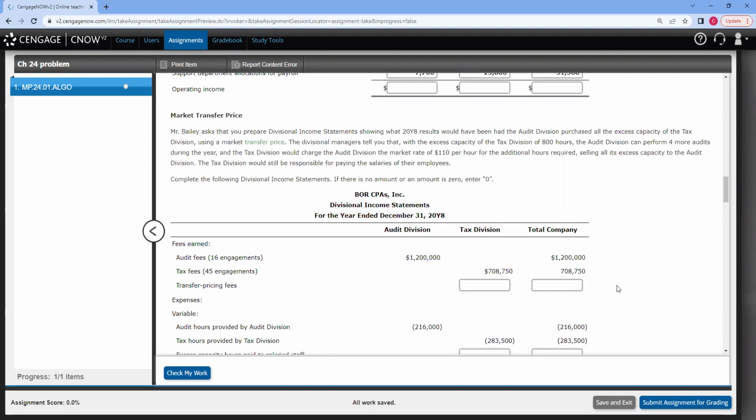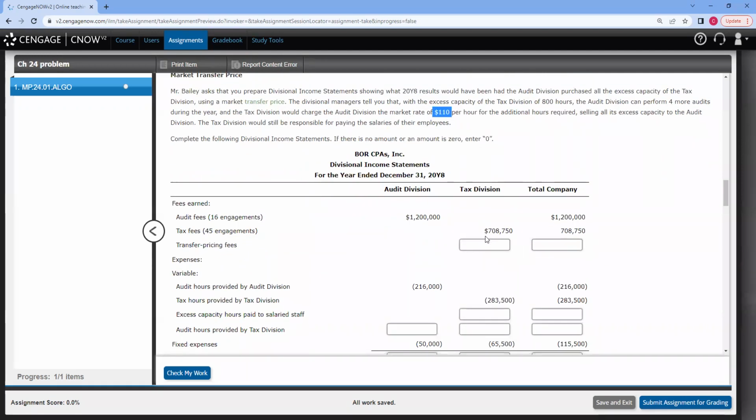So once they make that decision that yes, the tax division is going to sell their excess capacity to the audit division, the question becomes one of, well, how much are we going to charge? And that's the difference between these three options. The first option is that we're going to charge them market price. And so if the audit division had to pay an outside supplier for that labor, they would pay $110 per hour. And I am positive that that's one of the numbers that is different in the algorithmically generated problem. So although mine says $110 per hour, yours may not.